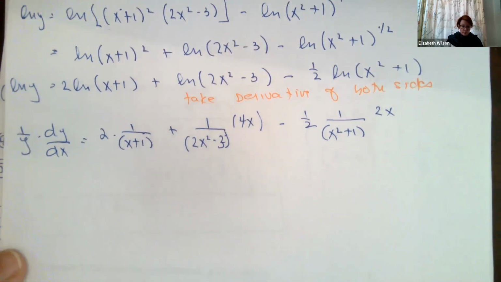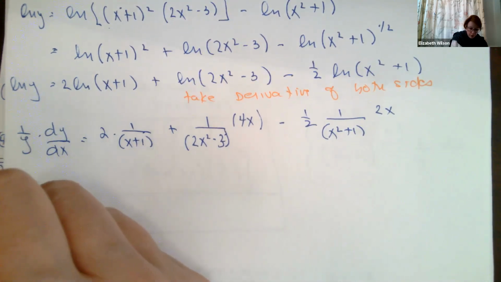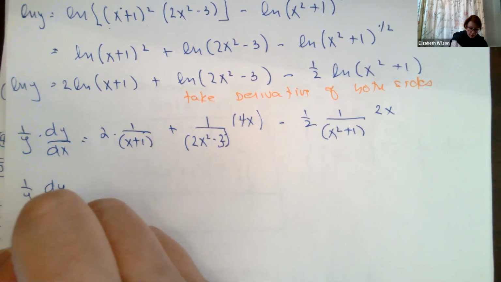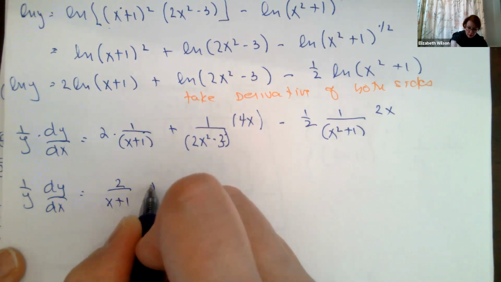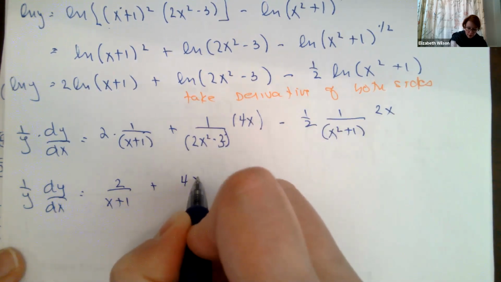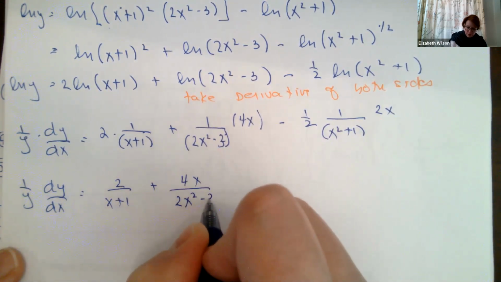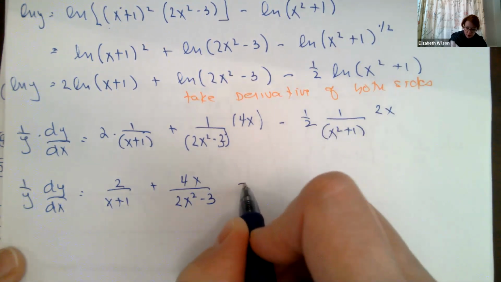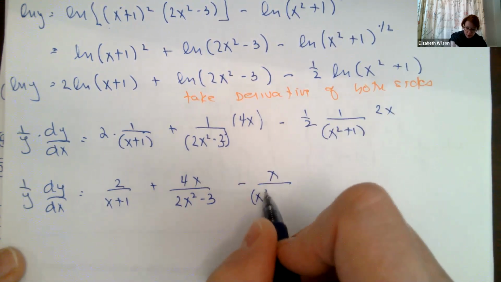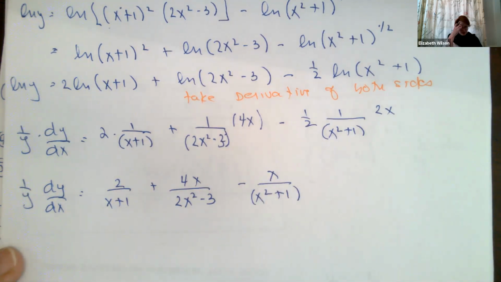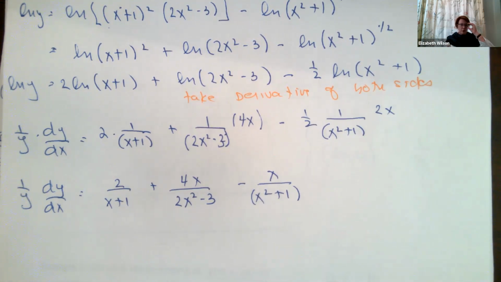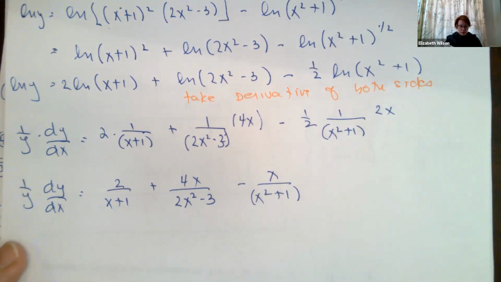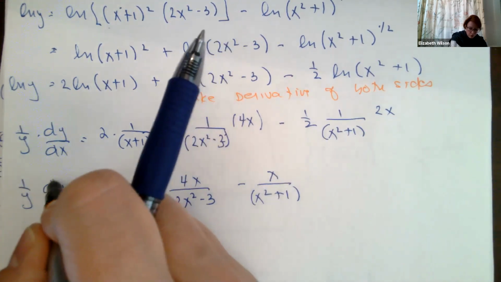Let's clean it up just a little bit before we deal with our y. 1 over y times dy dx equals, so this is 2 all over x plus 1, plus 4x over 2x squared minus 3, minus 1/2 times 2x, all over x squared plus 1. And I know I can in theory find a common denominator and bring them all together into one equation. I'm not going to worry about that. I'm just going to leave it as this, all these 3 terms here. Okay, now I get to solve for dy dx.